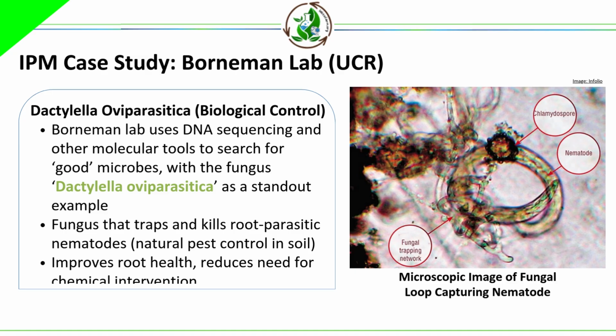In the image on the right, you can see those fungal loops capturing nematodes under the microscope. That's biological control happening at a microscopic scale. Molecular tools like DNA sequencing allow researchers to accurately identify these beneficial microbes and track which strains are most effective in the field. This is a good example of how biological control can be very targeted and environmentally friendly. It also shows how using beneficial microbes fits into the IPM pyramid as a preventive strategy, taking discoveries from the lab and turning them into practical tools that farmers can use to manage pests more sustainably.